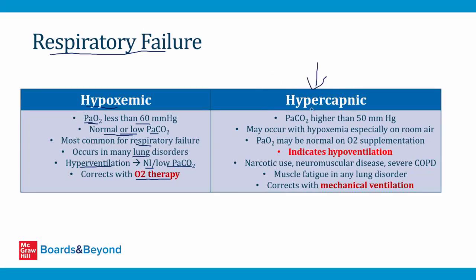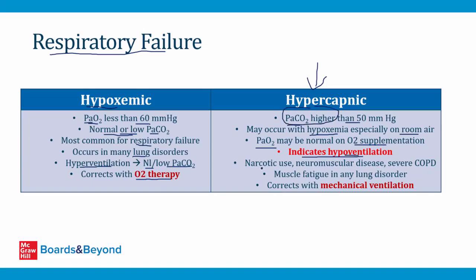A less common form of respiratory failure is hypercapnic. In this form of respiratory failure, the PaCO2 is higher than 50, meaning it's above normal. You can see this together with hypoxemia, especially if the patient's on room air. Although, as we already mentioned a few slides ago, the PaO2 can be normal in hypercapnic respiratory failure if you're giving the patient oxygen supplementation. And the key thing to know about hypercapnic respiratory failure is it always indicates hypoventilation. Remember what I said, a high PaCO2 always means there's hypoventilation.